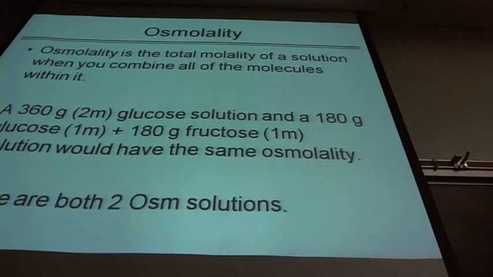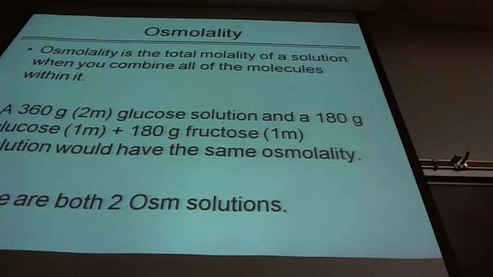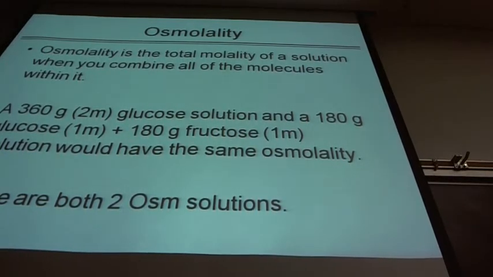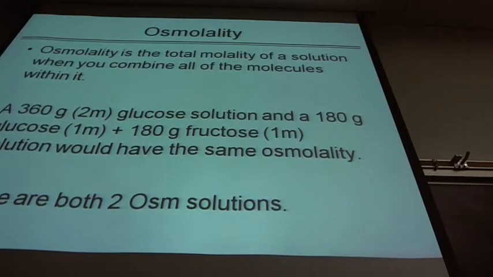The difference: molality is 1 gram molecular weight per liter. Osmolality is the number of ions. You take the molality and multiply it by the number of ions. So on this side, you just have glucose. On this side, you have sodium and you have chloride. So it exerts twice the osmotic pressure on this side, so it's going to bring the water over here.